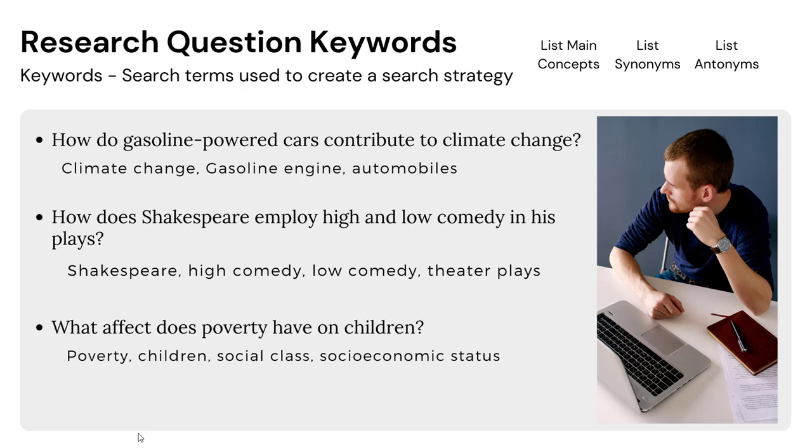Here are some examples of how to pick keywords out of a research question. For the question, how do gasoline-powered cars contribute to climate change? Possible keywords include climate change, gasoline engine, and automobiles. For the question, how does Shakespeare employ high and low comedy in his plays? Possible keywords include Shakespeare, high comedy, low comedy, and theater plays. For the question, what effect does poverty have on children? Possible keywords include poverty, children, social class, and socioeconomic status.